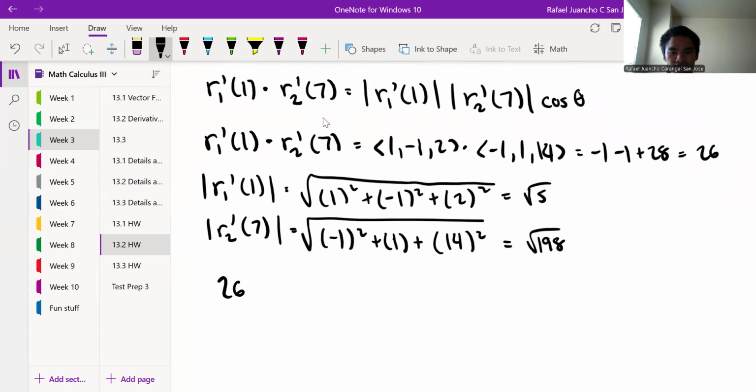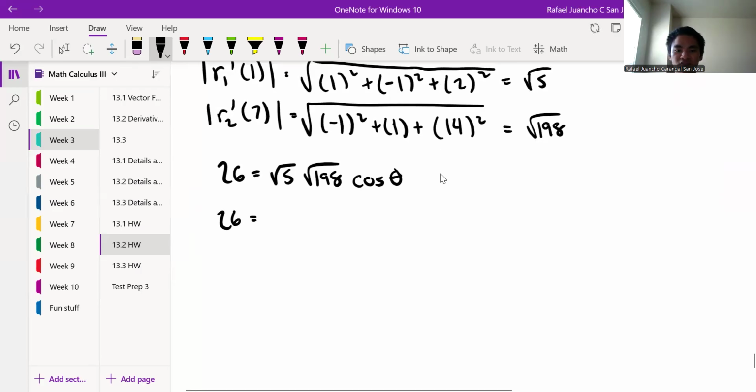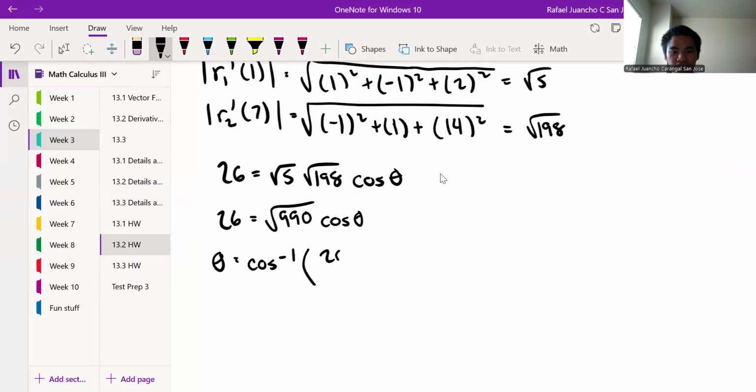Now I can just plug in everything that we know. So we have 26 for the dot product. It's equal to square root of 5 and then square root of 198 and then cosine theta. And then we just solve for theta from here. 198 times 5, 990. Can I get the square root of that? I can't. I was trying to see if I can simplify it. Then I could say theta is arc cosine of 26 over square root 990.